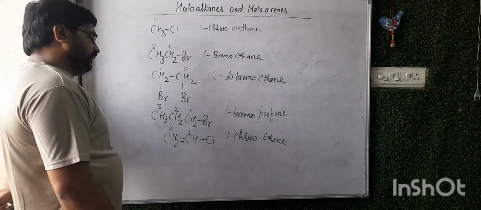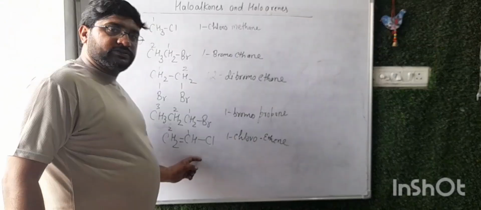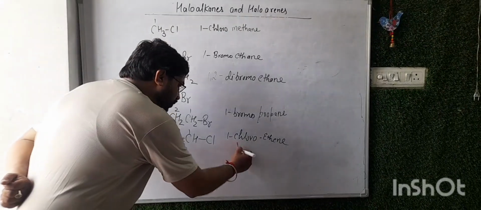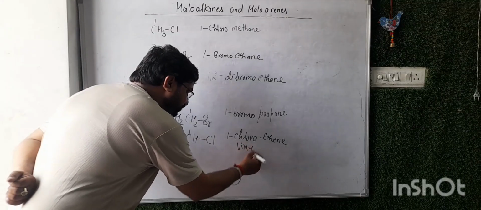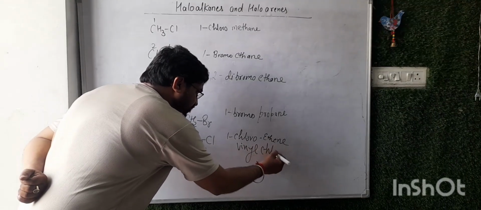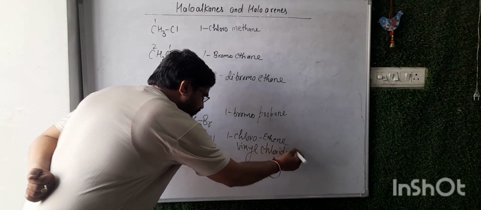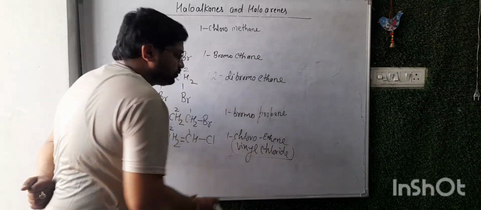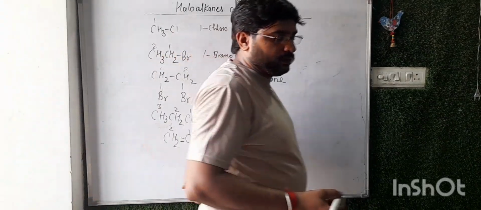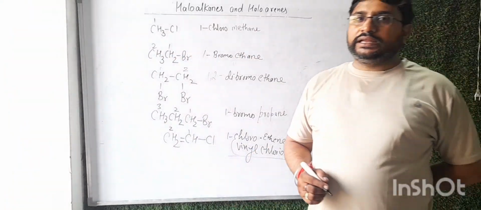What is the common name? The common name is vinyl chloride. We should also know some common names, because they are mostly used in organic chemistry.